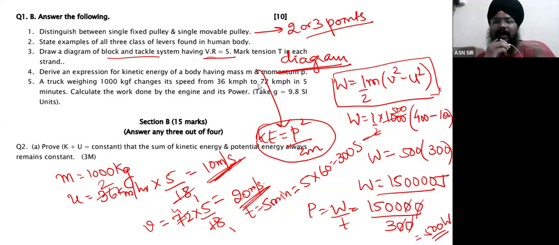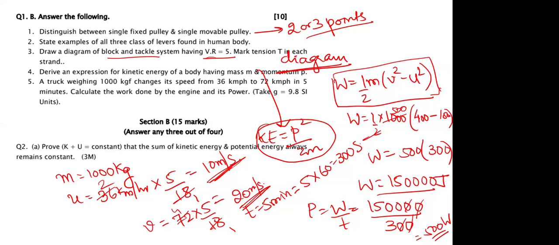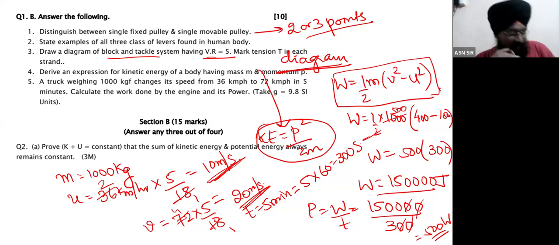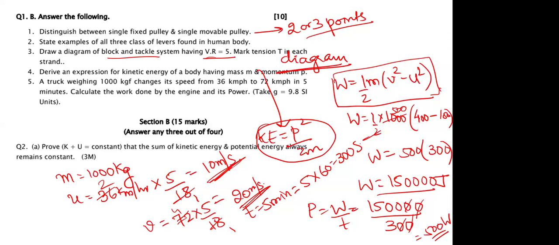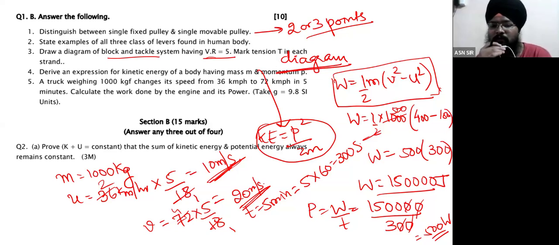So I repeat once again, the numerical. A truck is weighing 1000 kg. Initial velocity and final velocity are given. 36 kilometer per hour, you need to convert to meter per second. 72 kilometer per hour is the final velocity, converted to meter per second. Time is given as 5 minutes, converted to seconds. And find the work done. So the work done is found using the work energy theorem, half m v square minus u square. On solving that, you get 15 into 10 raised to 4 joule work done. So power is work done upon time. So just divide by time, and you get the power value.